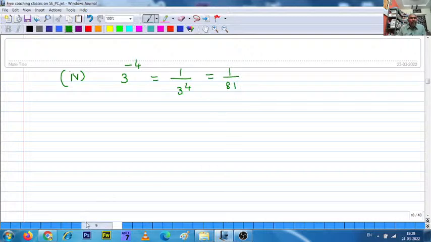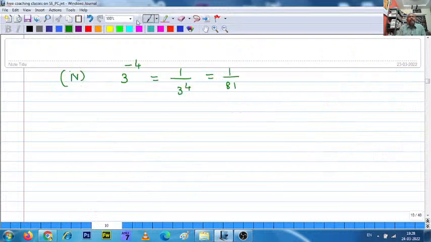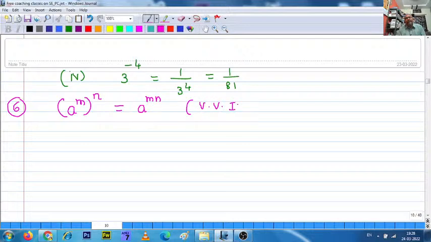One more point. Next, the sixth point we shall discuss: a to the power of m, whole to the power of n, is equal to a to the power of mn, my dear students. This is very important. It is one of the laws of indices, right? So let us discuss examples on this one.